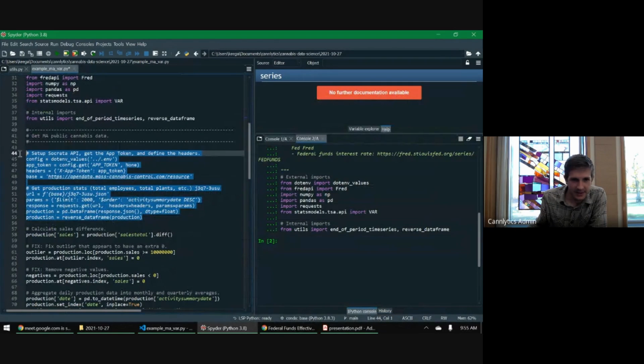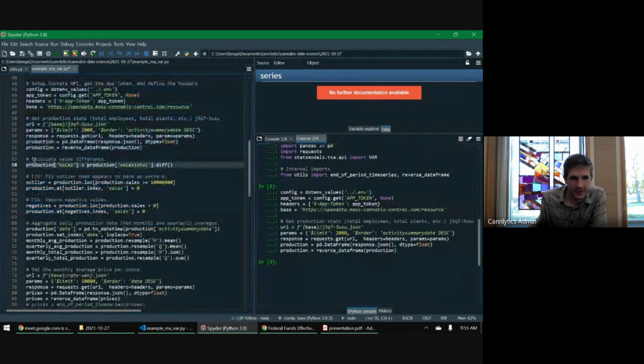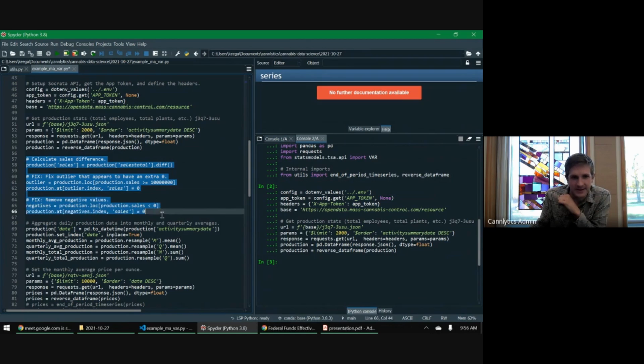and clean them to a certain extent. So for example, we need to calculate sales. Sales total is a cumulative series, so we need to take the difference of that. There are also these outliers that aren't rational. These are negative sales and sales greater than, I believe, 10 million in one day. These appeared to be outliers to me, and so I'm coding them as 0.